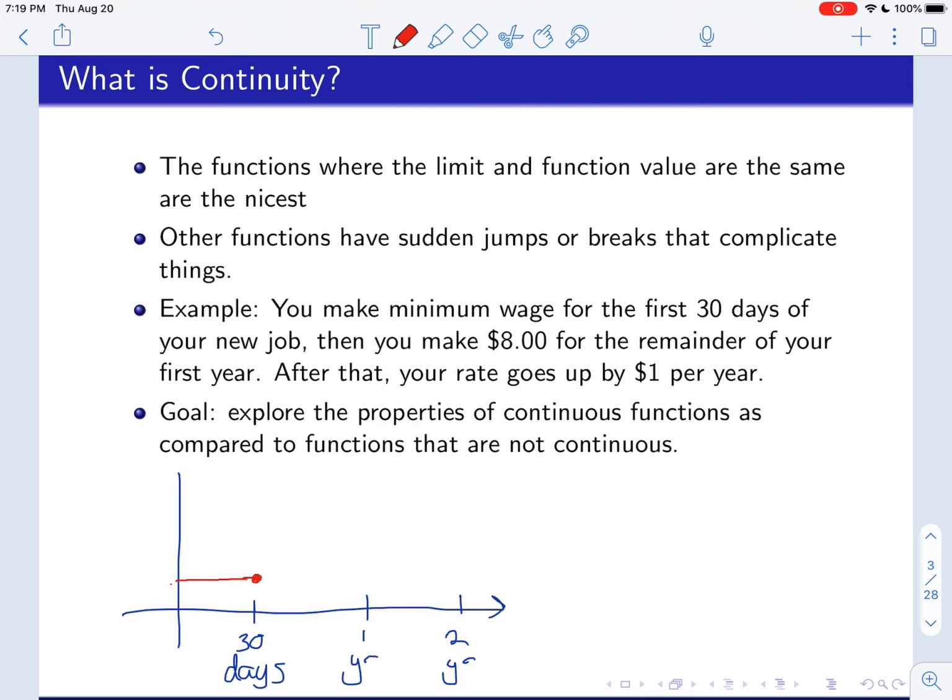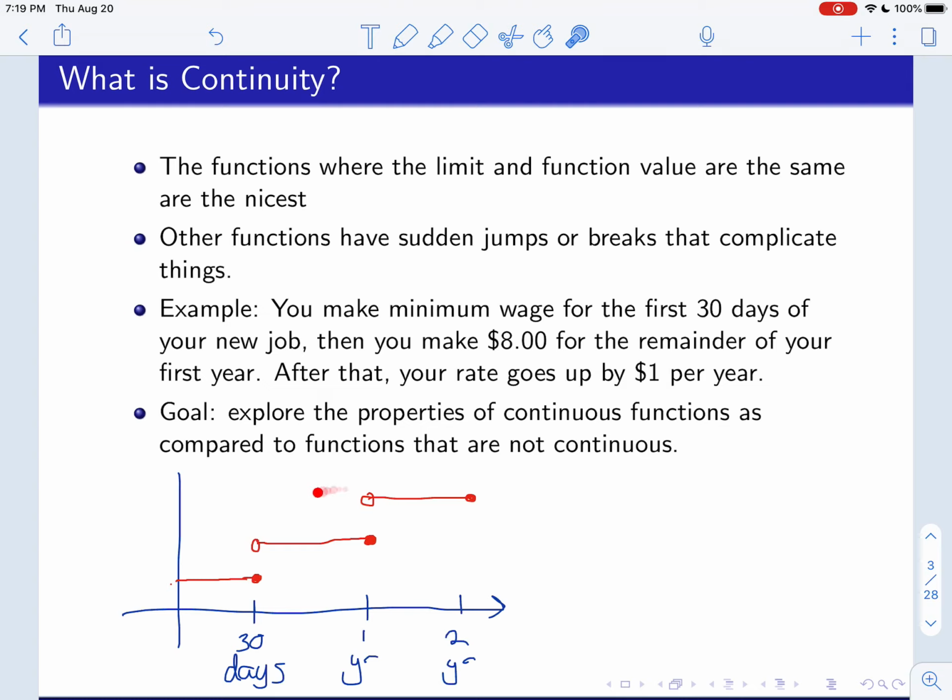And then it's not like you go slowly from minimum wage up to $8. It's one day you were making minimum wage, and the next day you've jumped up and you're making $8. And you make $8 an hour for the first year. And then again, it's not like you go slowly from $8 an hour up to $9 an hour. At the end of your first year, one day you're making $8. The next day you're making $9. So this function has these sort of built-in jumps. And no matter what your hourly rate is, when it changes, it's going to jump.